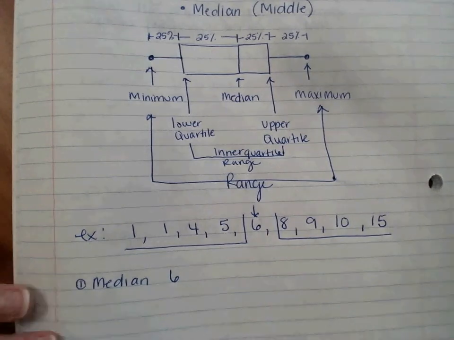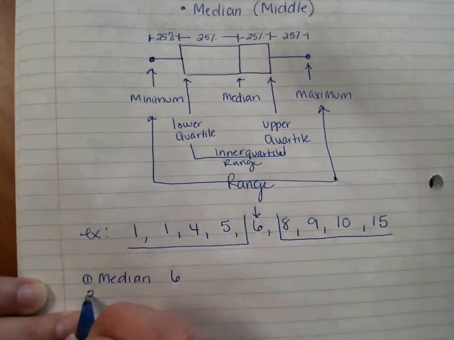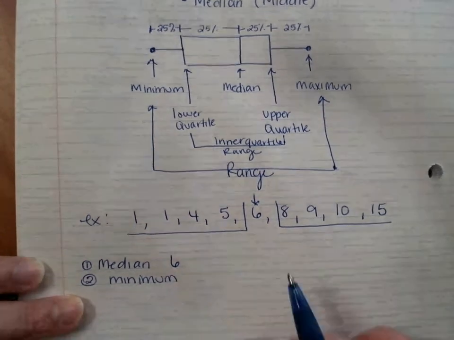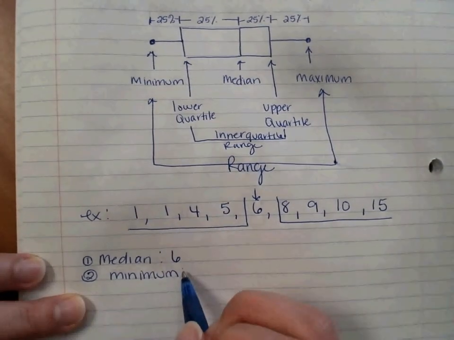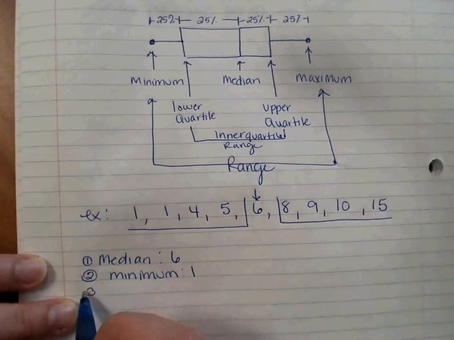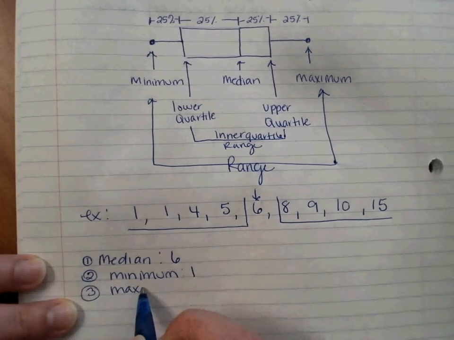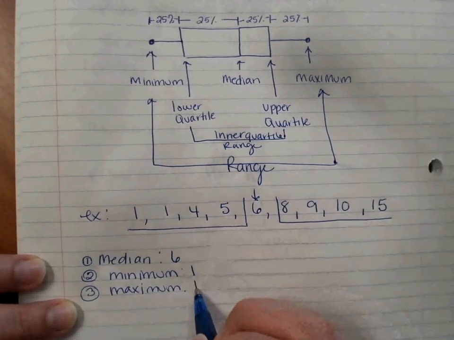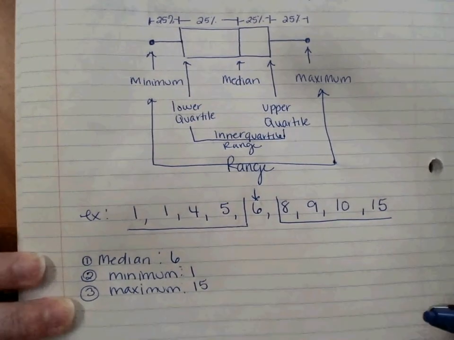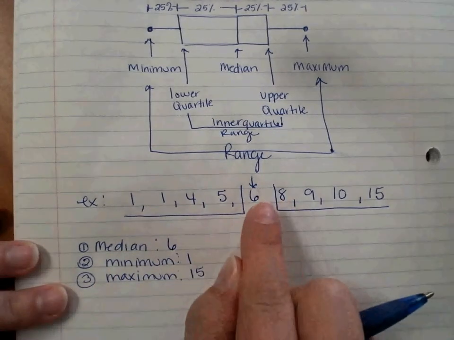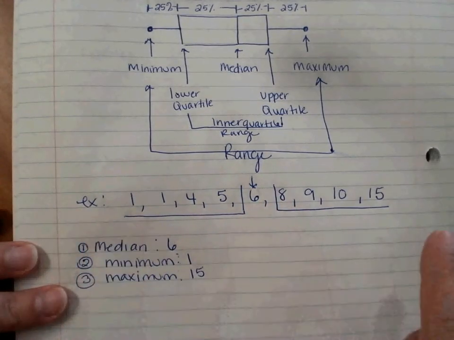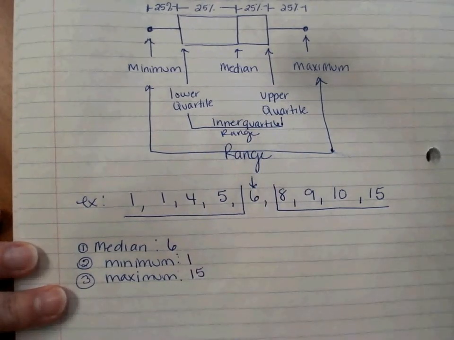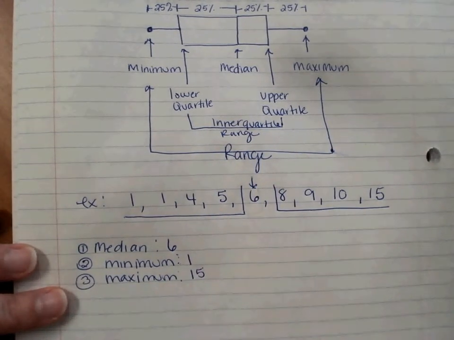Now, next easiest thing to find here is the minimum, which is my smallest number here. My smallest number here is 1, and my maximum, which is my highest number here, is 15. So middle number, smallest number, largest number. Now we want to find our lower quartile and our upper quartile. Everything is that middle number.